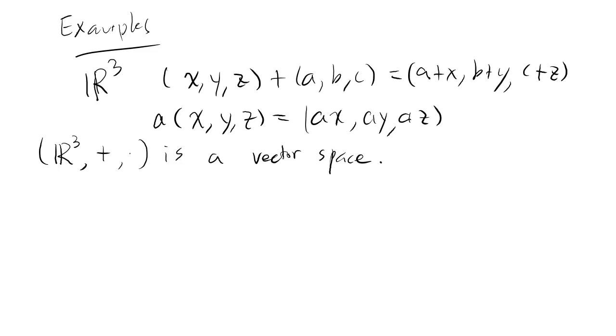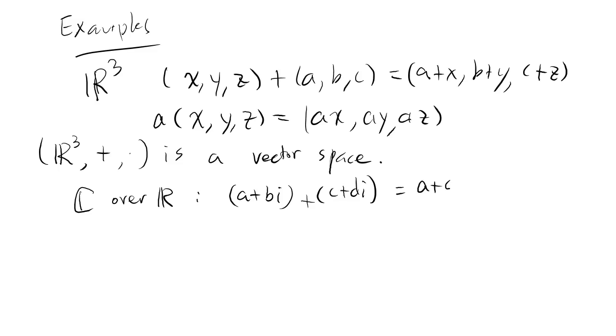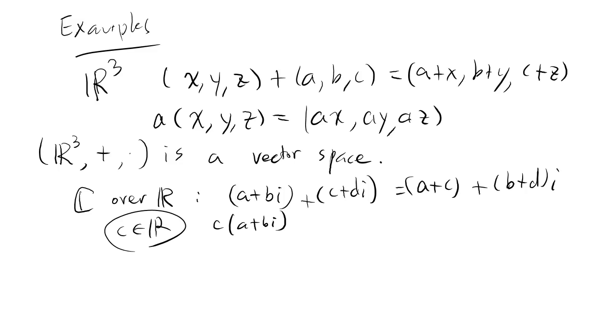A slightly non-trivial example would be C, the complex numbers over R, is a vector space, because if you have a plus bi and c plus di, if you add two complex numbers, we know that it also gives me another complex number, right? And then any constant can be multiplied to a plus bi, where c is a real number. If c is a real number, then that gives you c times a plus c times bi. So that's again a complex number with the real part being ca and the imaginary part being cb.